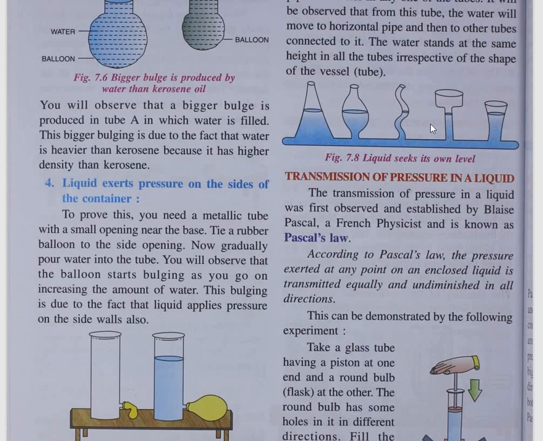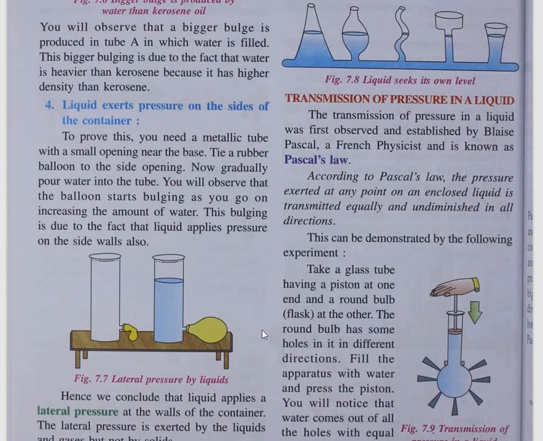Transmission of pressure in liquid was first observed by Blaise Pascal, a French physicist, and it is known as Pascal's law. According to Pascal's law, the pressure exerted at any point in an enclosed liquid is transmitted equally and undiminished in all directions. That can be demonstrated as follows.